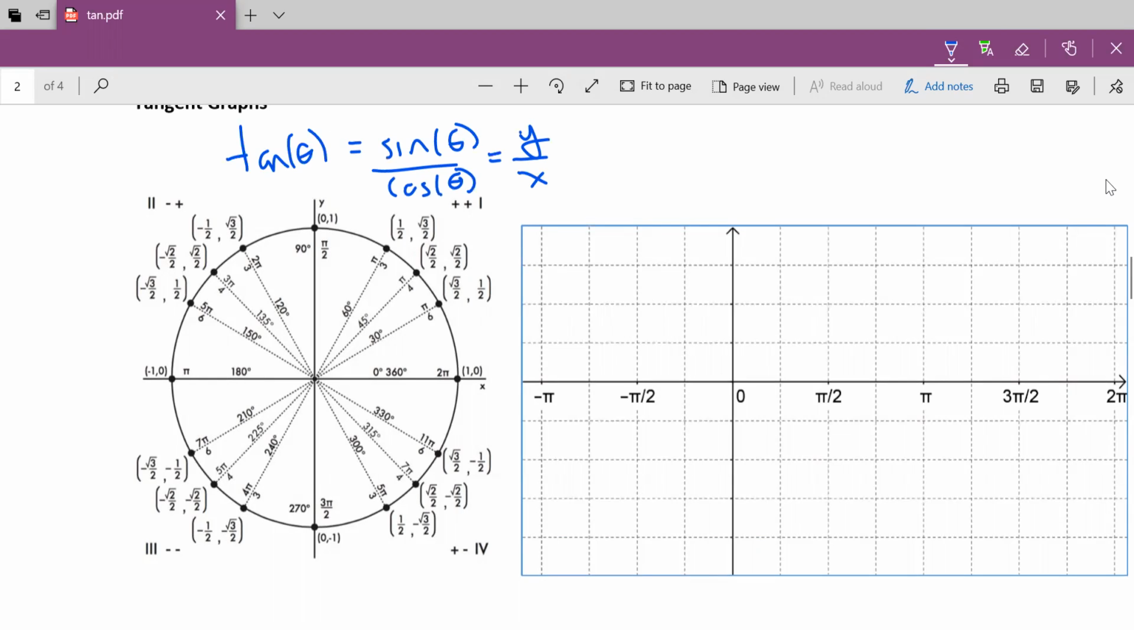Now, what I'm going to do to speed it up a little is I'm actually not going to look at every single point. I'm going to start here. Well, 0 divided by 1 is 0. There we go. I'm going to skip over to pi. 0 divided by -1 is 0. I come back to 2 pi. 0 divided by 1 is 0. Now I'm going to go look at pi half and 3 pi half. Well, 1 divided by 0 and -1 divided by 0, well, anything divided by 0 is undefined.